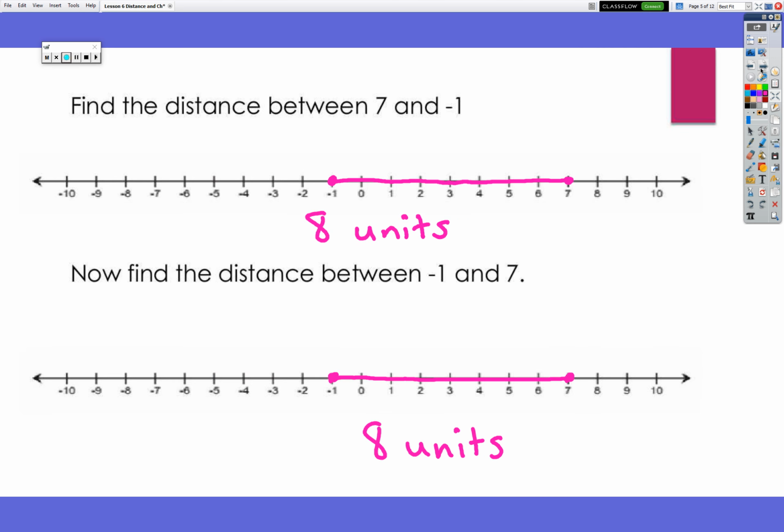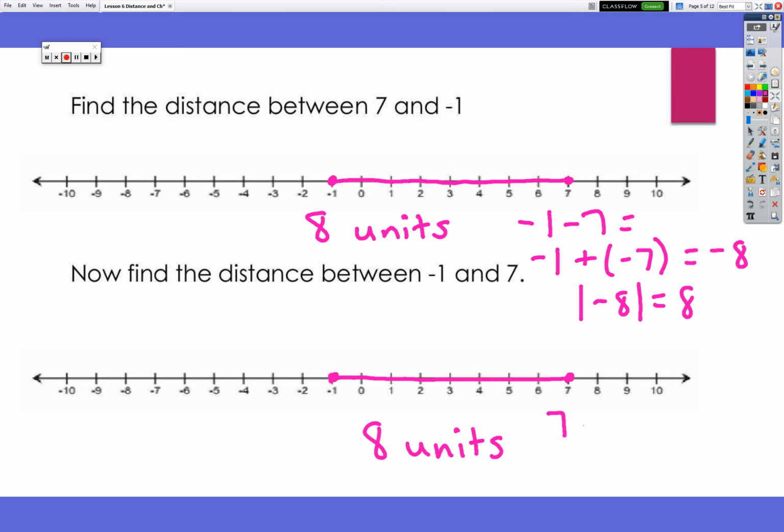Okay, same thing here. I'll do this a little more quickly. -1 minus 7. Subtracting is the same as adding the opposite. So we get -8. The absolute value of -8 is 8. So the distance is 8 units. 7 minus -1. I'm going to add the opposite, and I get 8. So once again, for both, I get 8.